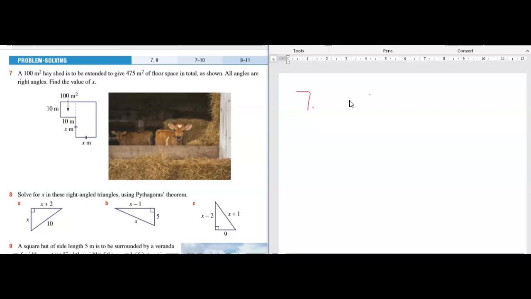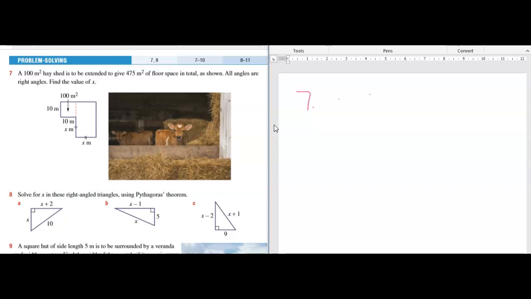Okay, let's move on. So question 7, a 100 metre squared hay shed is to be extended to give 475 metres squared of floor space in total as shown. All angles are right angles. Find the value of x. So here we've got the original hay shed and we've got an extension here. Okay, so we're going to give 475 in total. So it's not an additional 475, it's 475 in total.